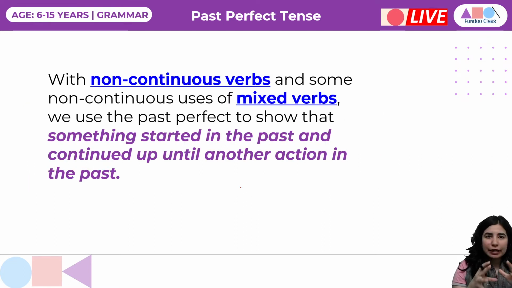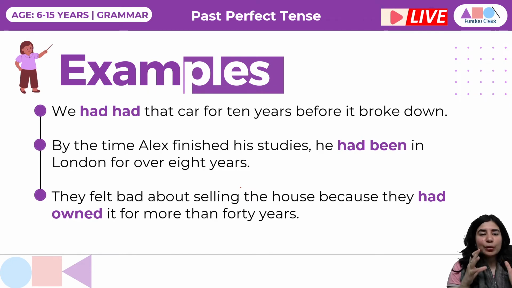Now with non-continuous verbs and some non-continuous uses of mixed verbs, we use the past perfect tense to show that something started in the past, continued up until another action in the past. Oh, this looks so confusing. What is this technical definition? Let's quickly take an example to grasp this. We had had that car for 10 years before it broke down. So the activity of possessing the car continued till the event of it breaking down, means it started malfunctioning, right?